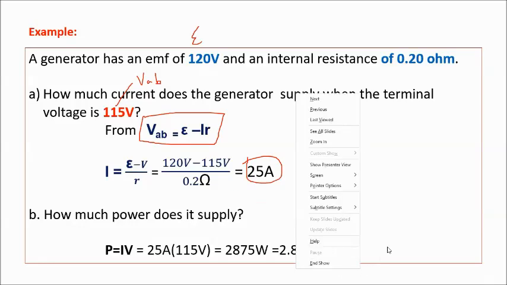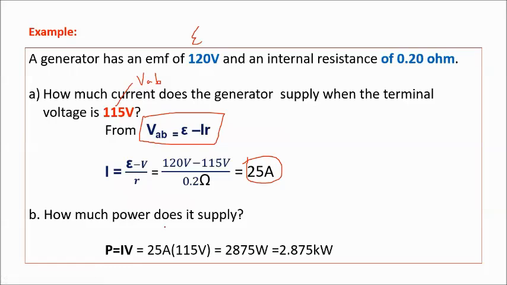So next is, how much power does it supply? So simply P is equal to I times V, or V times I. Then I is 25. Use VAB, because 5 volts is the potential drop due to internal resistance R. So our power, therefore, is 2,875 watts or 2.875 kilowatts.